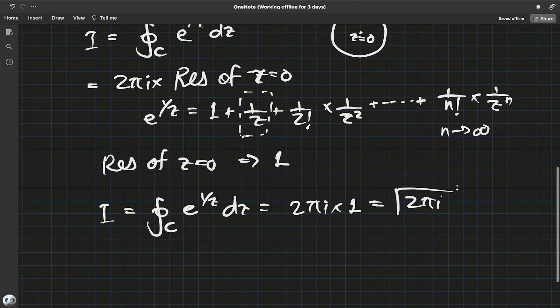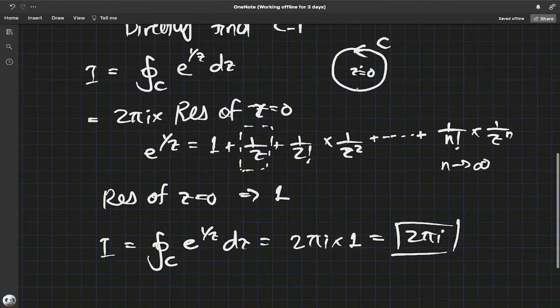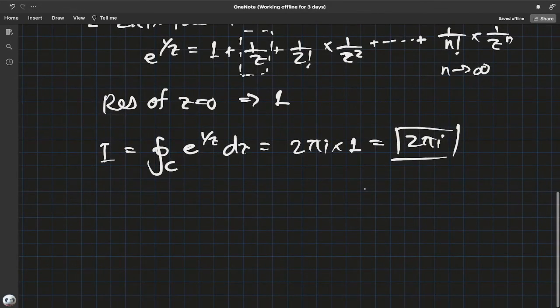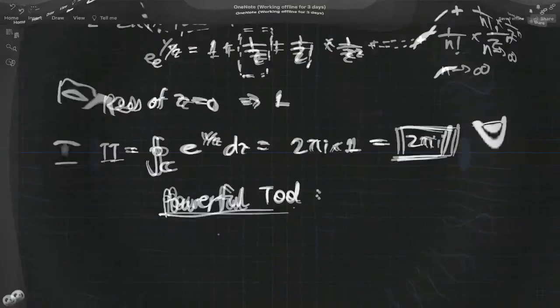Believe it or not, something that is actually blowing up at 0, when you take a contour around 0 and integrate, the contour integral doesn't diverge. It's actually a finite answer. So you notice how nice this is. This is a really powerful tool that we will be using in probably the next few videos that are left.